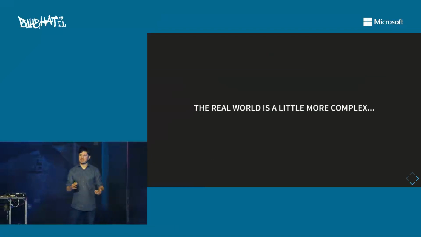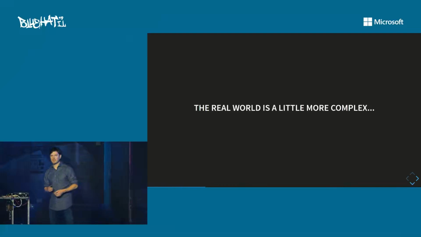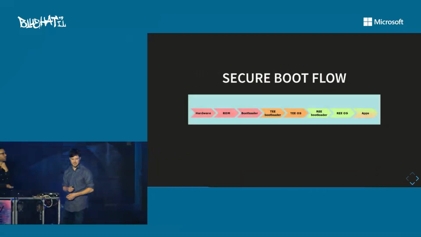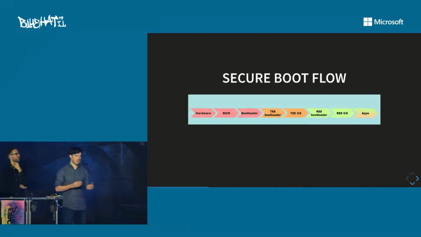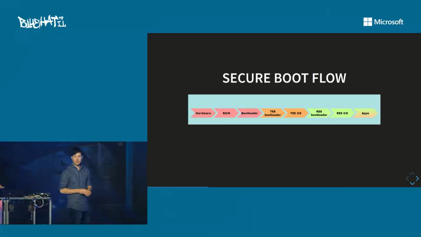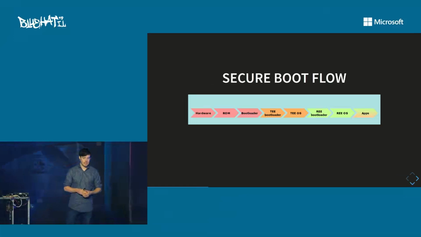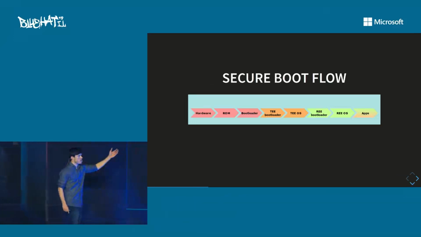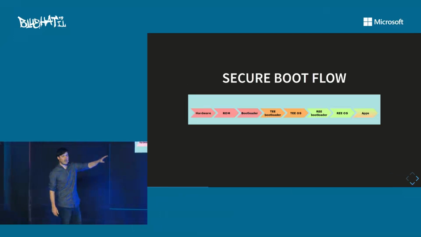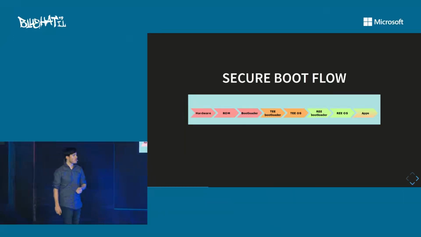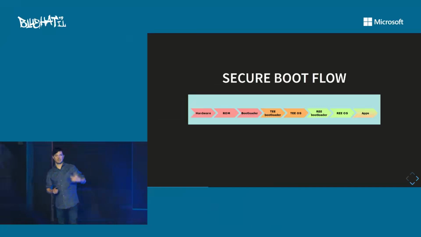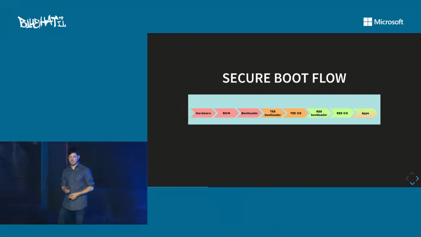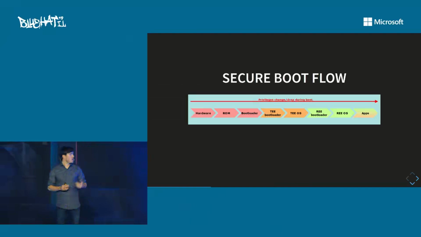Okay, so that's an easy explanation, but the real world is typically a little bit more complex. On an embedded device, a typical secure boot flow can look something like this. On one end of the spectrum, you have hardware and ROM, and at the very other end of the spectrum, you actually have applications. And as you go from one end of the spectrum to the other end, some properties change. So first of all, a lot of privileges are dropped.